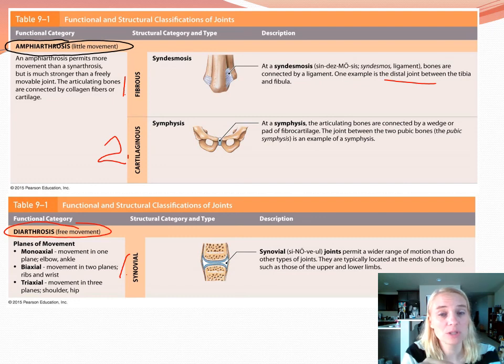All right, so that wraps up this introduction to classification. Make sure you're comfortable with synarthrotic, amphiarthrotic, and diarthrotic for the functional classifications, and then all these examples of structural categories like fibrous, cartilaginous, bony fusion, or synovial.